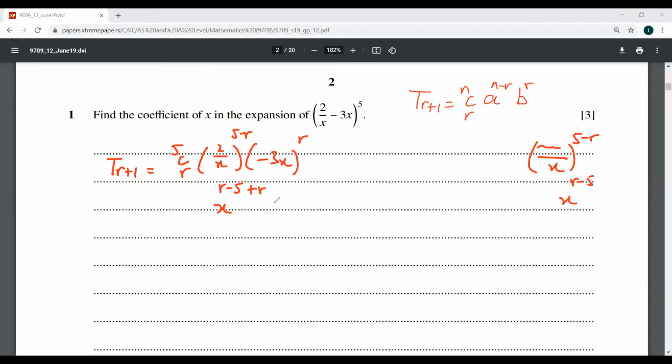So we add up the powers, and we want this power to be 1 because he says find the coefficient of x over here. So the power on x right now is going to be 2r minus 5, that is x to the power 1. Therefore, your 2r minus 5 equal to 1. Your 2r is equal to 6, and r is going to be 3. So this means you have to find the fourth term. Yes, madam.